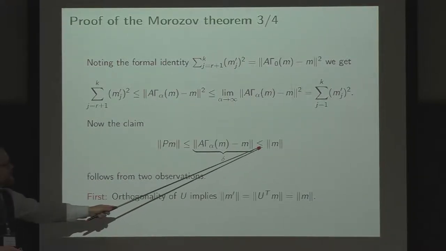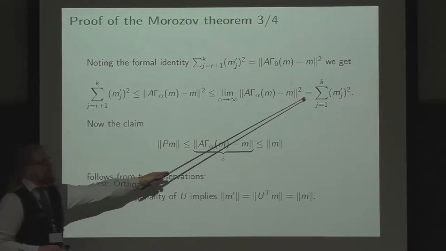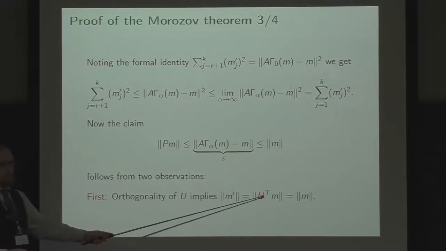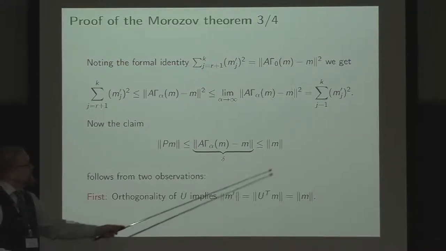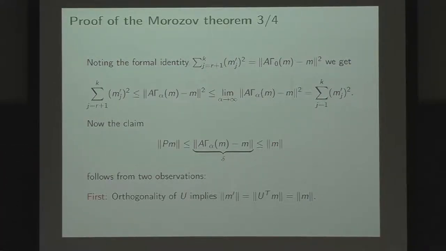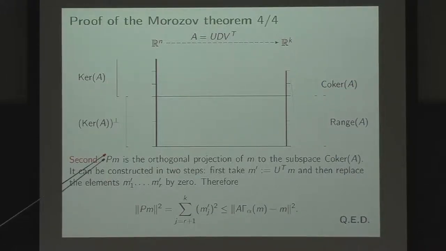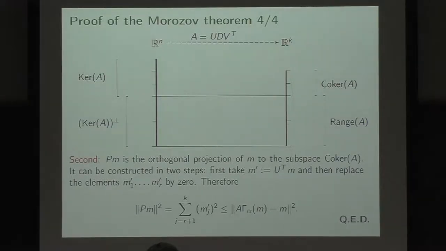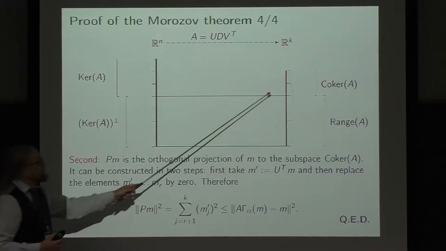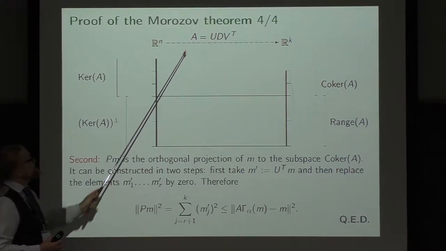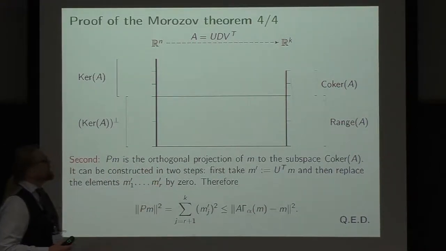So the second one is already clear from here because of the orthogonal transformation. The norm of this one is the same as the norm of M prime. But the lower bound we still have to show. So here, this P projection, the idea was that it's the orthogonal projection to the co-kernel of A. So it's this part when we look at how A is mapping from Rn to Rk.